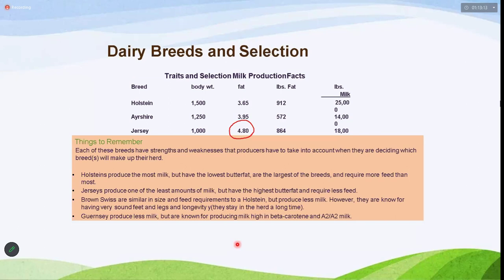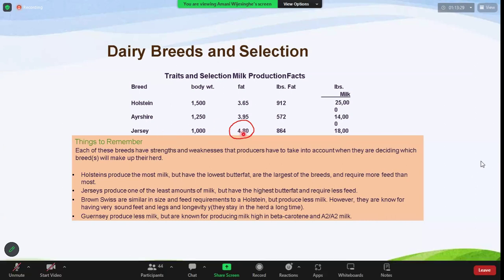So once we compare the different types of breeds with their body weight and fat, you can see here the highest fat content we can see in the Jersey. Holstein, Ayrshire, Jersey.